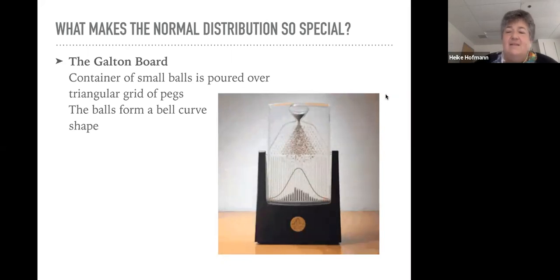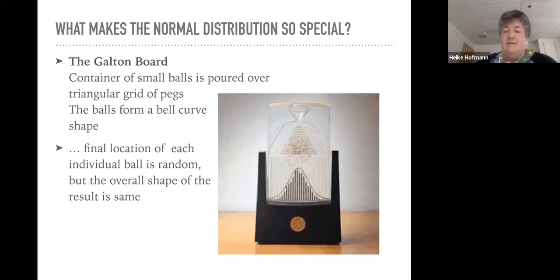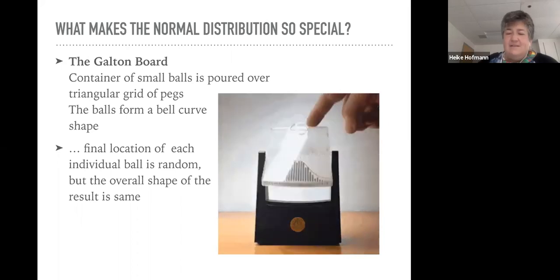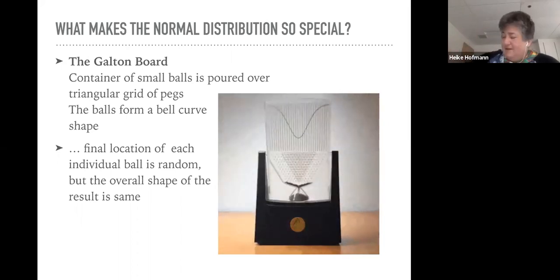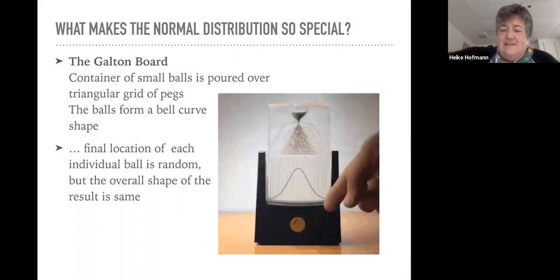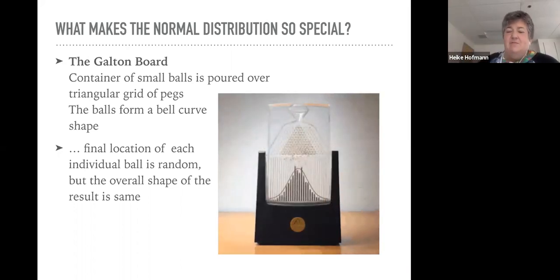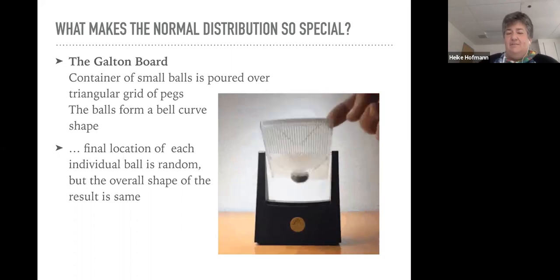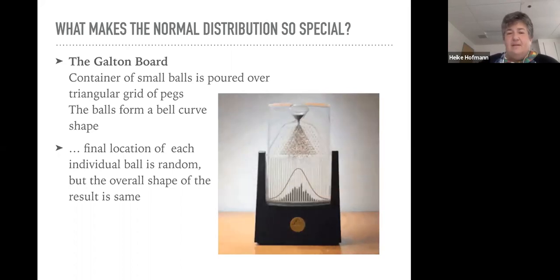And you can see that the overall shape is very similar in each one of these instances, but the location of each individual ball is random. So what is going on there? You can see that we have a density, the normal density sketched out, and the balls fall pretty much in that density. But what's really going on here? So let's have a look at that.